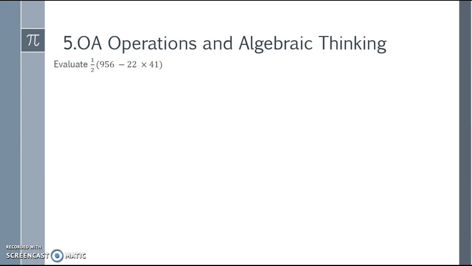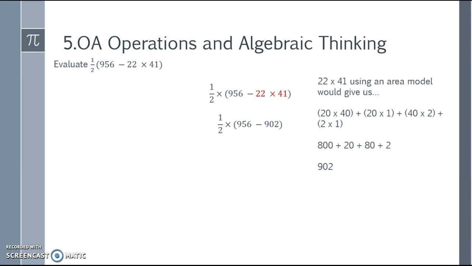Evaluate 1/2 times (956 minus 22 times 41). Within parentheses, we need to do the multiplication first. So 22 times 41, envisioning that area model that we did in 4th grade, we would have 4 pieces since we have a double digit times a double digit. And the 4 different areas would be 20 times 40 plus 20 times 1 plus 40 times 2 plus 2 times 1. So altogether, we would have 902.